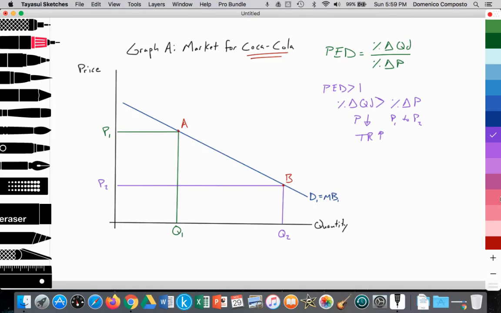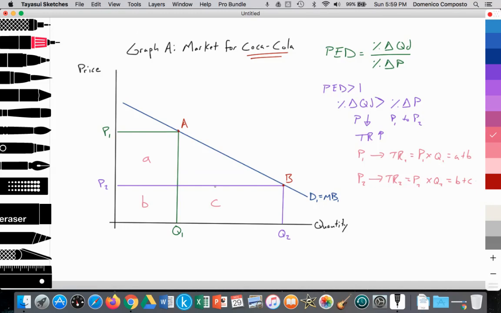Okay? So let's label some areas to help us discuss total revenue. So here we have A, B, and C. So at a price of P1, total revenue, call that total revenue 1, was equal to, obviously, P1 times Q1, which is thus equal to areas A plus B. And then when they lower price to P2, total revenue 2 equals P2 times Q2, which is equal to areas B plus C.